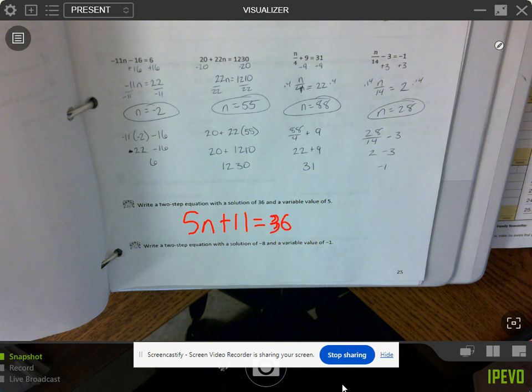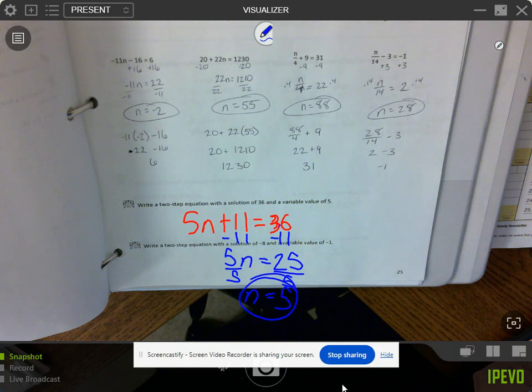All right, let's see if this works. So I'm plus 11, so I'm going to subtract 11. So I have 5n equals 25. I'm multiplying by 5, so I want to divide by 5. So I have n equals 25 divided by 5 is 5. Very good. Our solution was 36, and n equals 5. Good job.